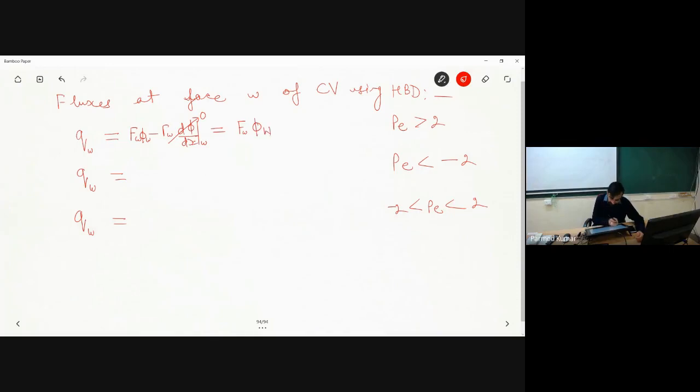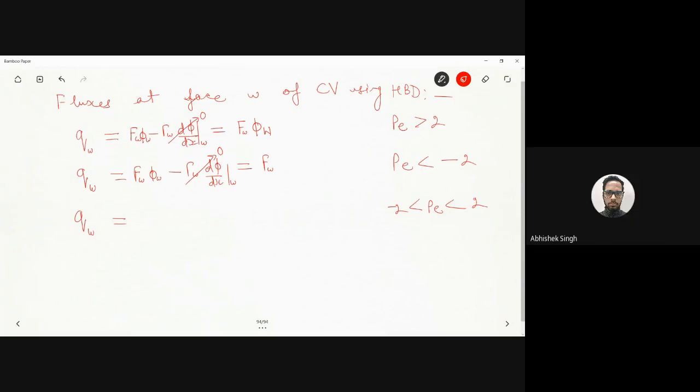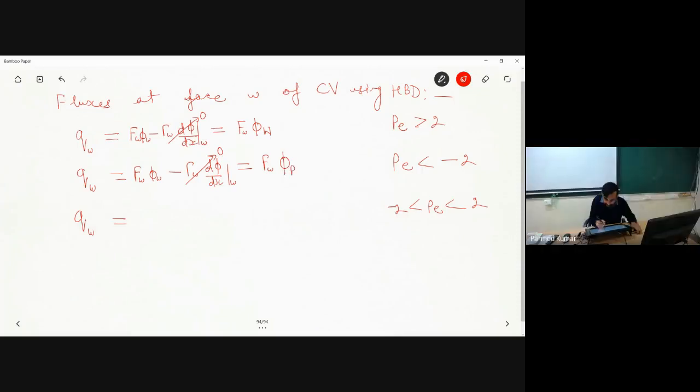Okay. Now, if I have to apply this scheme for Peclet number less than -2, what will be happening? FW into phi W minus gamma W into d phi by dx at W. This will once again be set to 0. What will I be getting over here? FW times, what will be the approximation for phi W? If my Peclet number is less than -2, it means my flow direction has now reversed. So when the flow direction has reversed, what will be the value for phi W? Phi P, capital Phi P. Yes, it will be phi capital P.